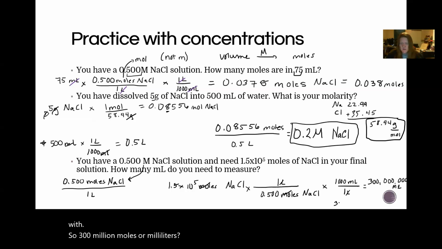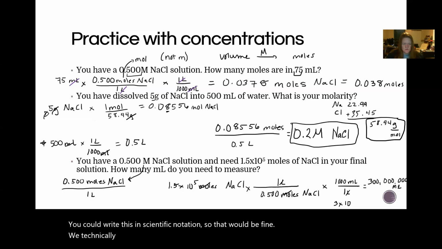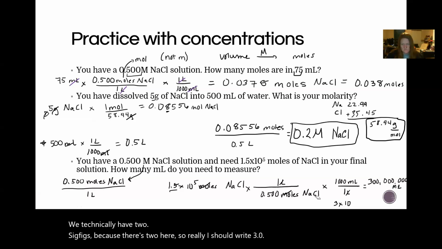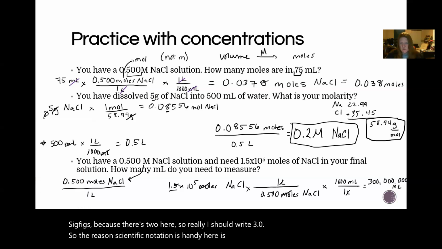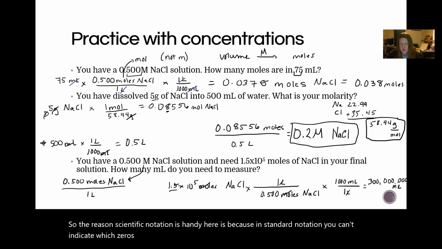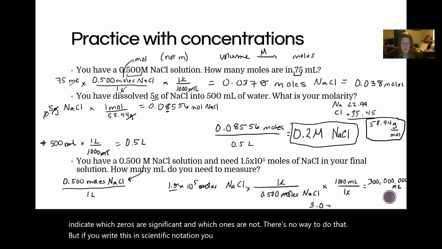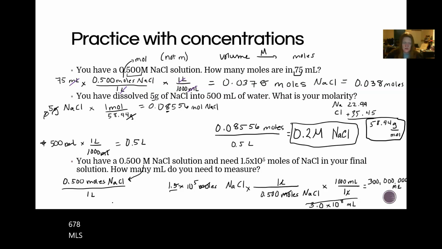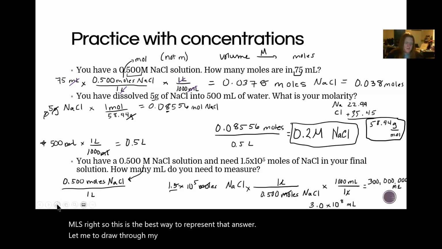You could write this in scientific notation, so that would be fine. We technically have 2 sig figs because there's 2 here, so really I should write 3.0. The reason scientific notation is handy here is because in standard notation, you can't indicate which zeros are significant and which ones are not. There's no way to do that. But if you write this in scientific notation, you can. You can write 3.0 times 10 to the 8 milliliters. Right? So this is the best way to represent that answer. Let me draw to my screen. This is the best way to represent your answer.